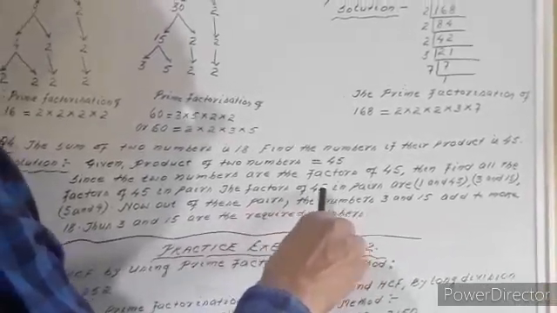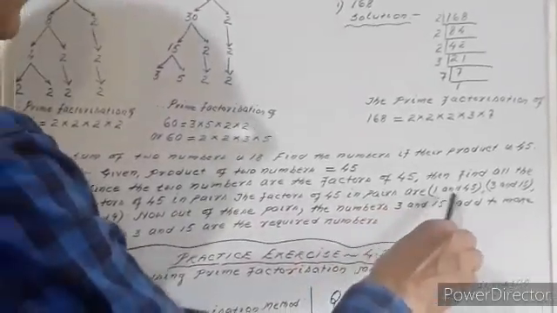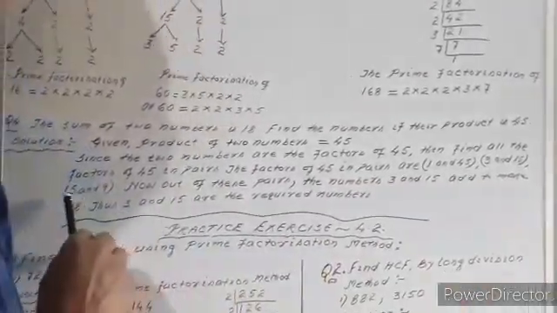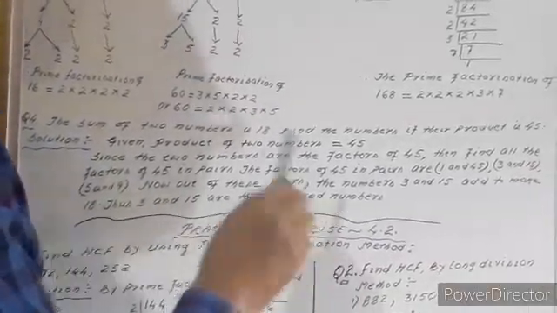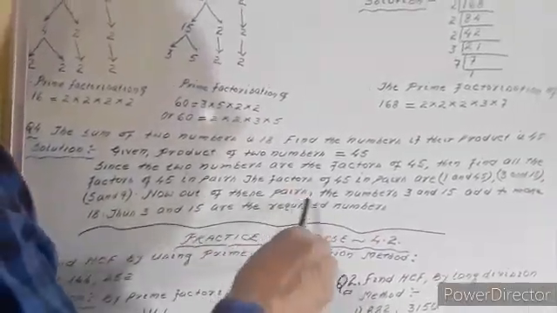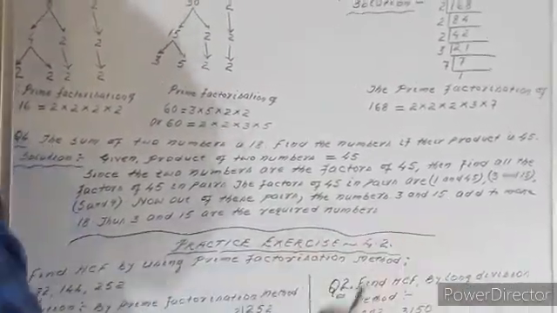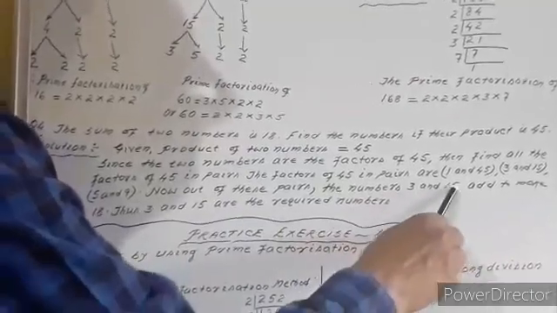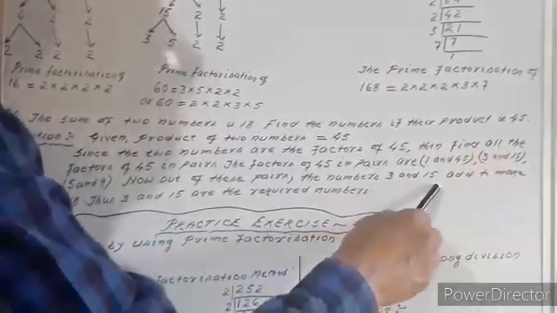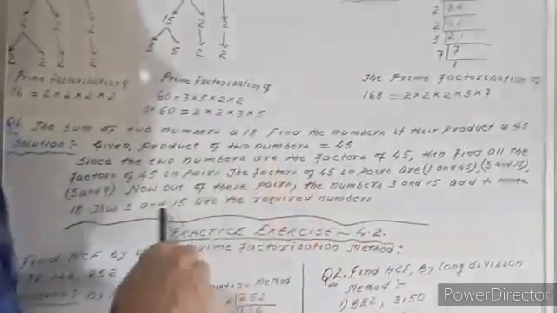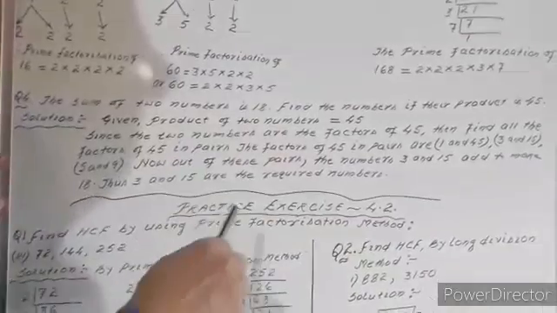pairs of factors of 45. So the factors of 45 are 1 and 45, 3 and 15, 9 and 5. From all these pairs of numbers, we take 3 and 15. When you multiply 3 and 15, the product is 45, and when you take the sum, it is equal to 18. So the required numbers are 3 and 15.